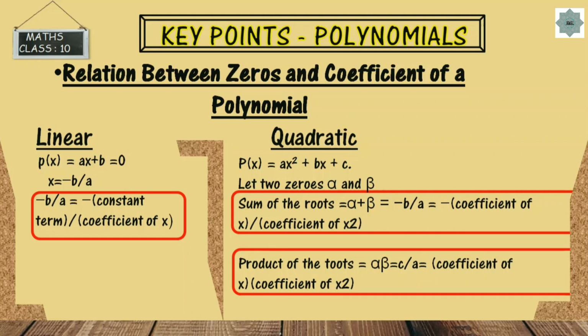Consider the quadratic polynomial having two zeros. One is alpha and the other one is beta. So the sum of the zeros, alpha plus beta, equals minus b by a, that is minus of coefficient of x by coefficient of x square. Then the product of zeros, alpha into beta, is c by a, constant term by coefficient of x square. Keep in mind that the number of zeros depends upon the degree of the polynomial. Such as, a linear polynomial has only one zero because its degree is 1. Similarly, a quadratic polynomial has two zeros, as it has degree 2.